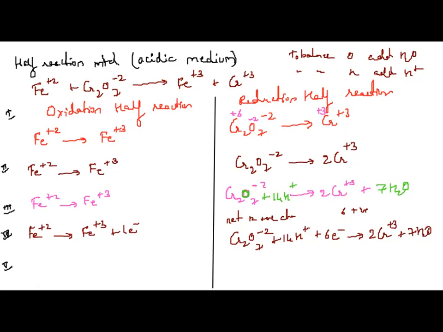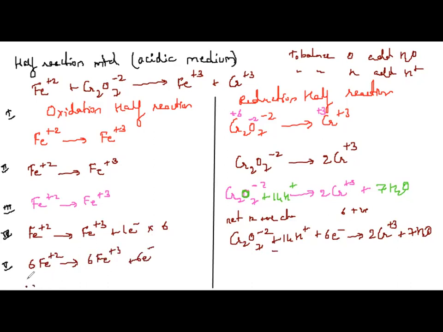Last step, what will we do? We have to equalize. Here there is only 1 electron, and here how many are there? 6 electrons. Therefore, how do you equalize it? Multiply the oxidation half by 6. So what do we get? 6 Fe plus 2 gives 6 Fe plus 3 plus 6 electrons. Yes. Now finally, no need to do anything here.